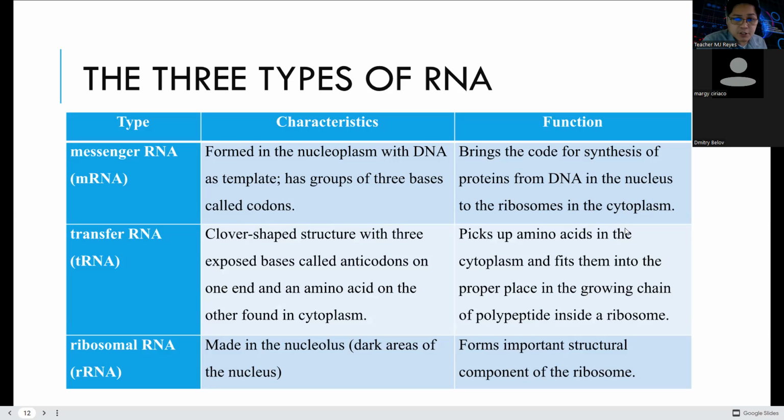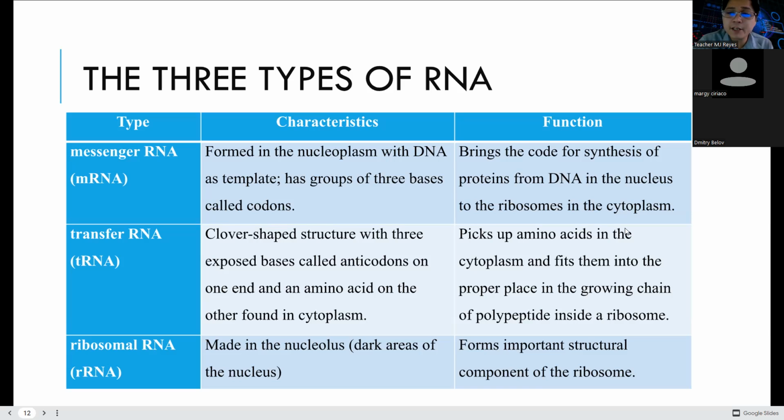This is a clover-shaped structure with 3 exposed bases called anticodons, which pair with the mRNA, with an amino acid on one end, found in the cytoplasm. So what is the function of the transfer RNA? It picks up amino acids in the cytoplasm and fits them into the proper place in the growing chain of polypeptide inside the ribosome. Again, to transfer. That's the function of tRNA.